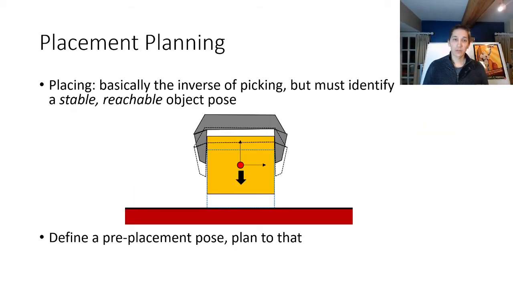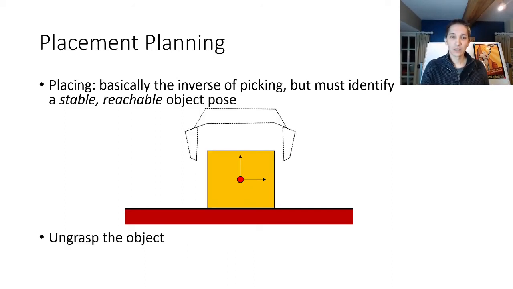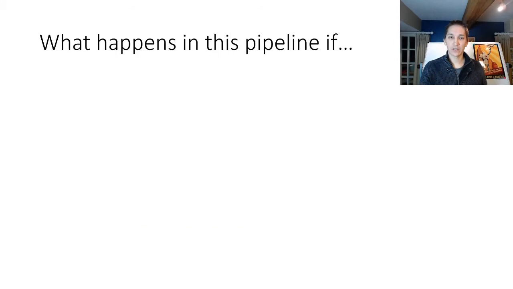Now, when we're doing placement planning, we essentially want to verify stability of the object in the placed pose if we do care about that. It also needs to be reachable, so we need to solve for inverse kinematics to guarantee that the robot can actually reach that without colliding with environmental obstacles. And then we'll define the pre-placement pose, oftentimes just by lifting the object slightly, and then we'll plan a transfer path to that configuration. We'll then finally need to ungrasp the object.